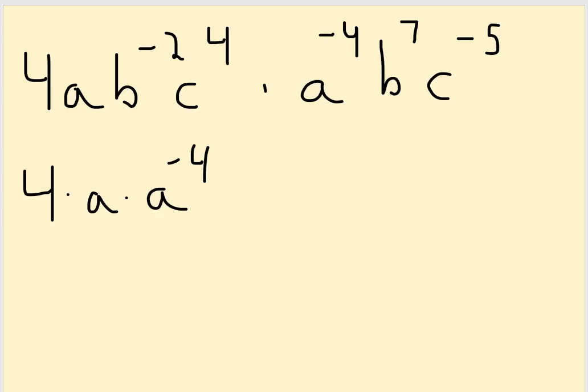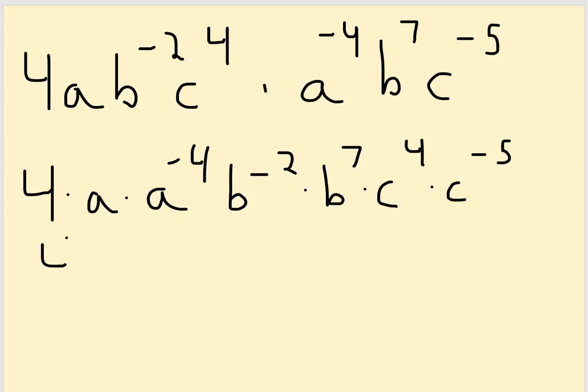Okay? Then I'm going to have my B's. That's B to the negative 2 times B to the 7th. And then my C's are going to be C to the 4th times C to the negative 5. We have not done any math yet. All we've done is rearrange the sentence. We put the A's with the A's, the B's with the B's, and the C's with the C's. All right? 4 is not being multiplied by anything. We're going to leave that as a 4.